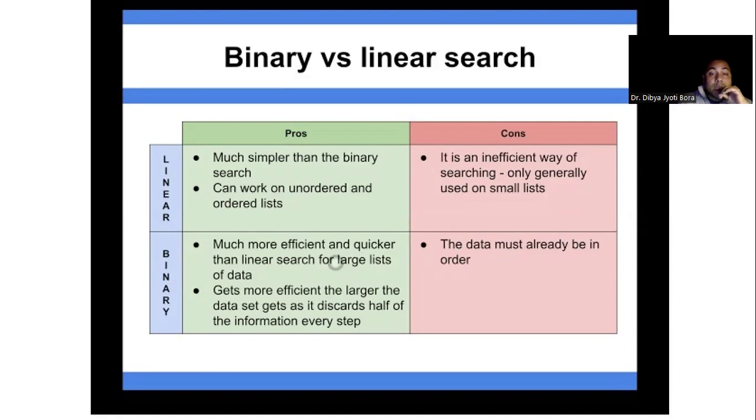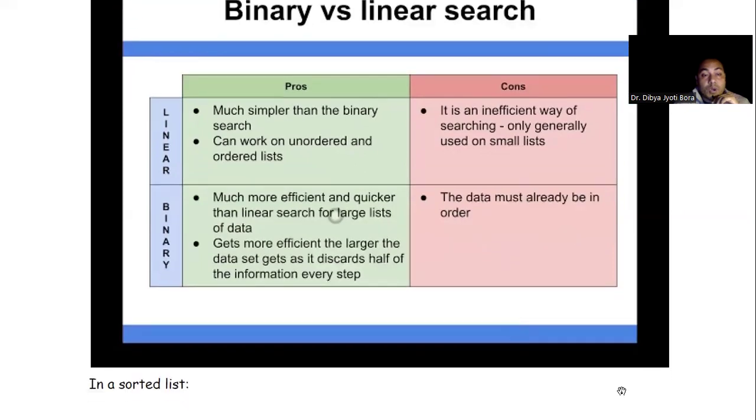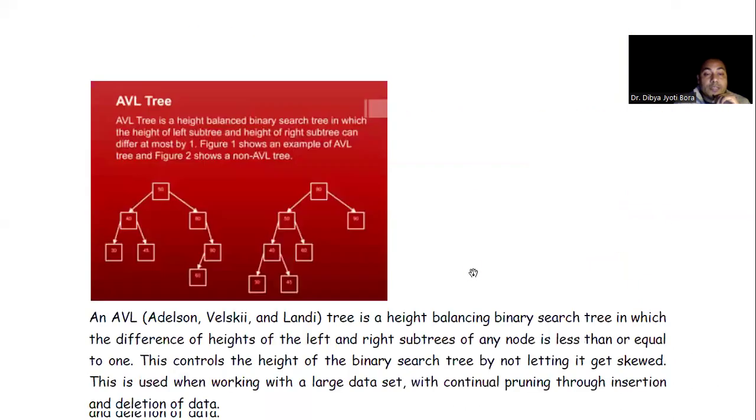Okay. Why? Because the larger the data set, it discards half of the information at every step. But the only condition is that the data must already be in order. Then only perform binary search. Okay. Now, next, AVL tree, we just got it.